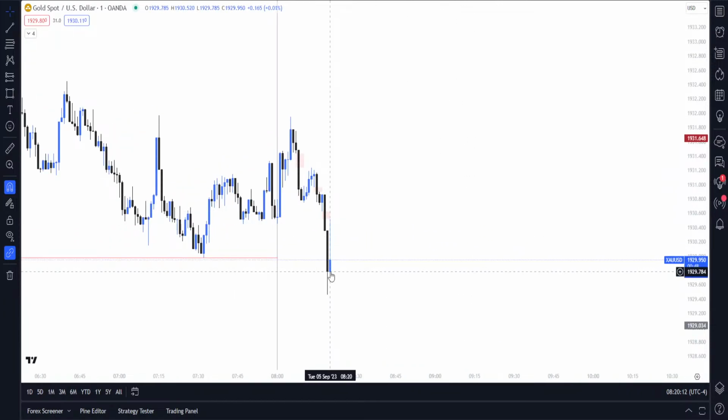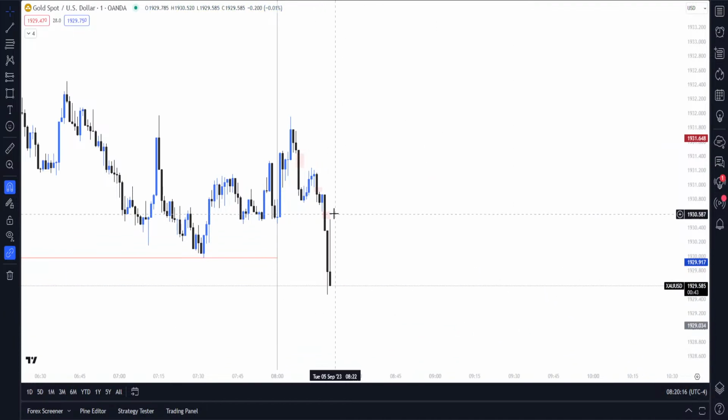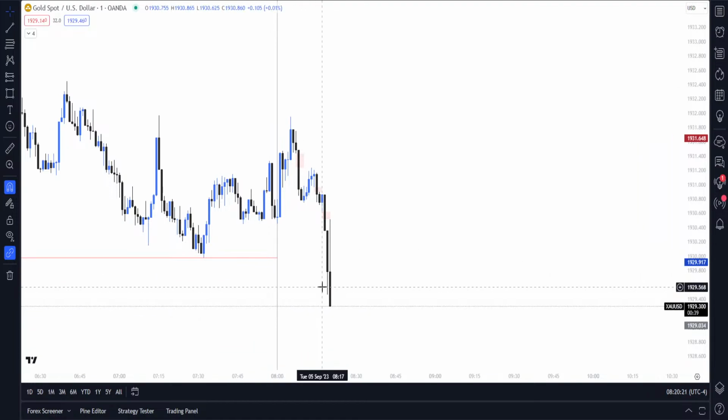I want the engulfing to be after 8:20, so this candle, if it engulfs, it's fine. We don't really want this to be the candle.